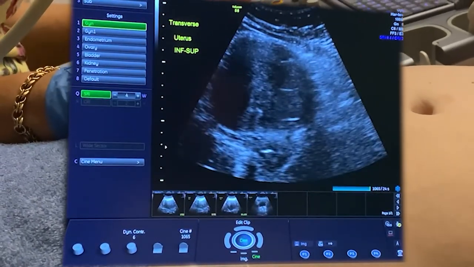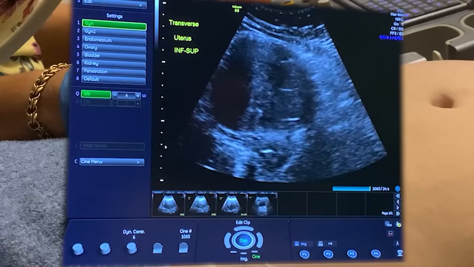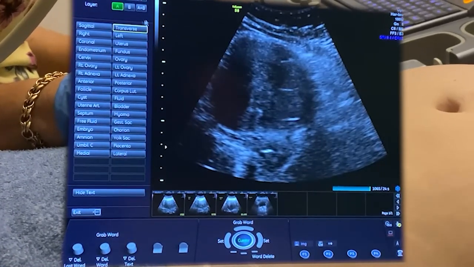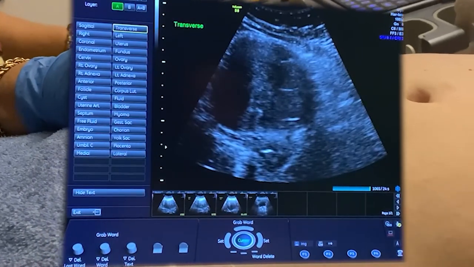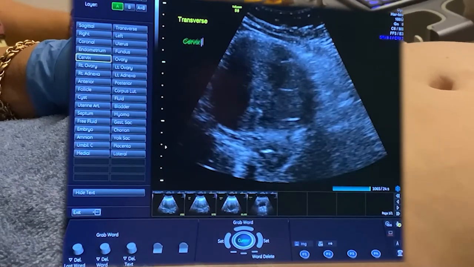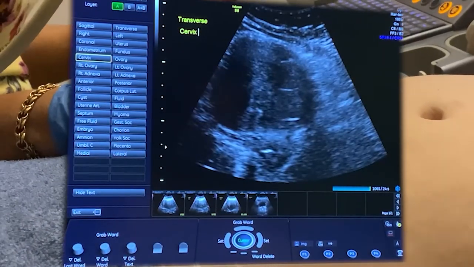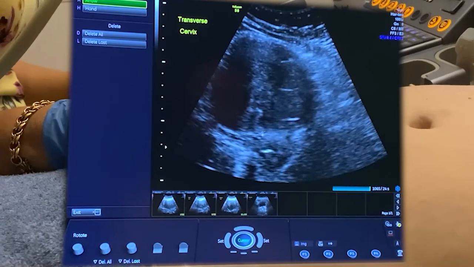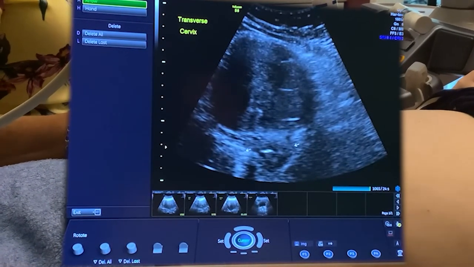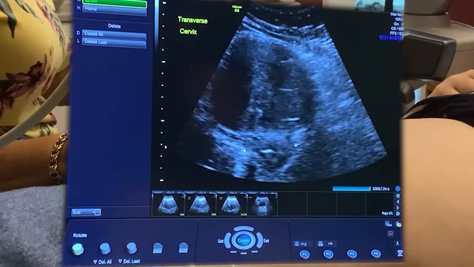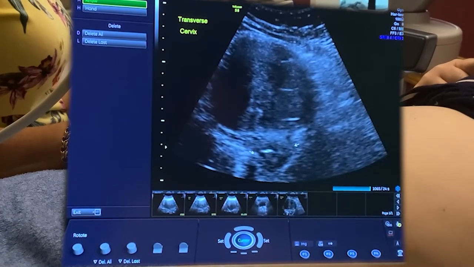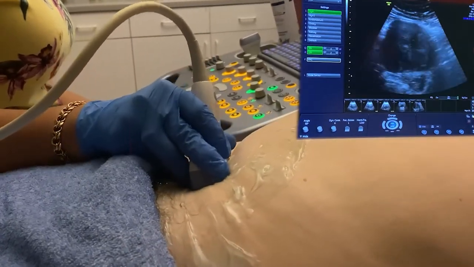So this is transverse uterus or transverse cervix. Transverse cervix. And in this case, because she's got these fibroids, I'm actually going to put arrows on here so that somebody that is looking at this will understand what I'm trying to demonstrate.